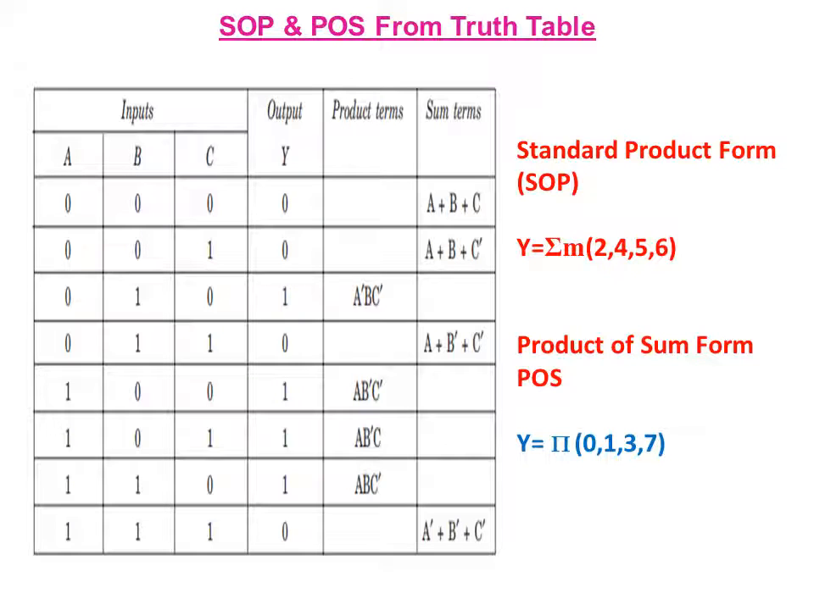Now let's see SOP and POS from the truth table. The output expression is Y. So from this, for getting the expression for SOP, we have to take the 1 combinations. So this is the expression for SOP: 2, 4, 5 and 6. So 2, 4, 5, 6 is the SOP expression, and the product of sum expression we get from the 0s in the truth table. So 0, 1, 3 and 7. These are the expressions for POS.